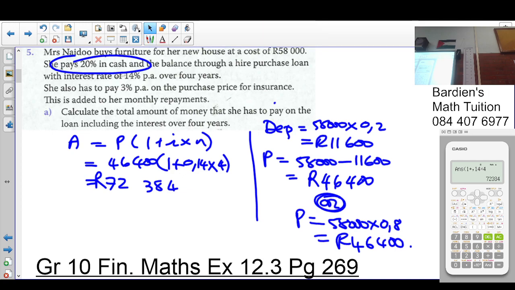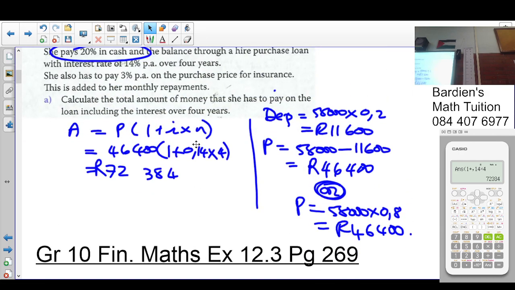Now, calculate the total amount of money that she has to pay on the loan, including the interest. Okay, so that's the amount they're looking for on the loan. Just check what answer they got at the back. I don't think they should have added that 11,600. No, I understood it wrong. It's on the loan, so it should be this answer. Yeah. Okay, thank you.